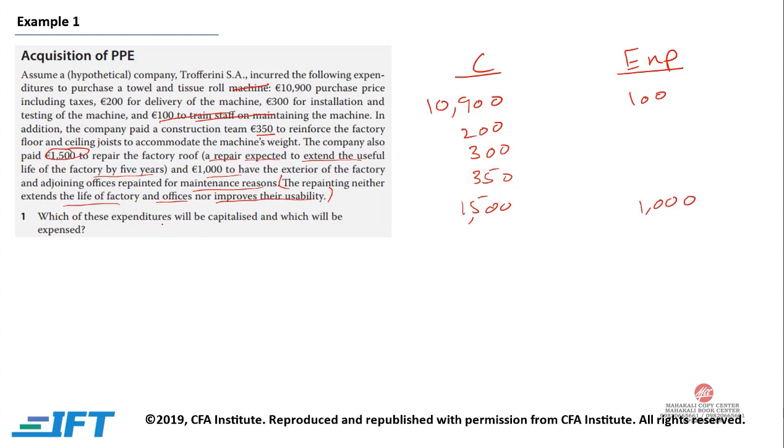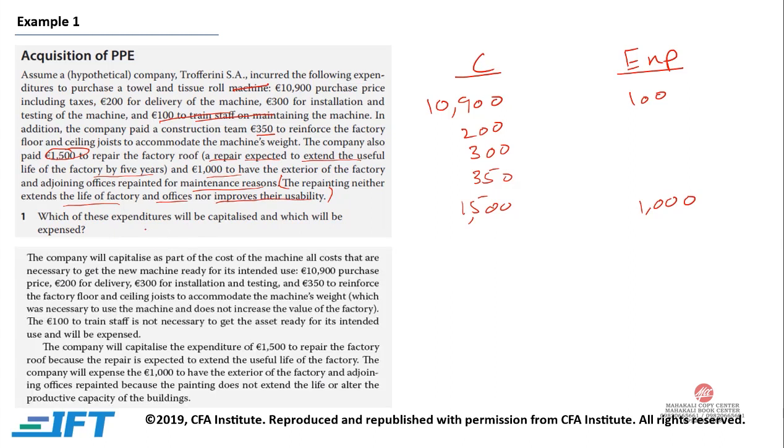Now which of these expenditures will be capitalized and which will be expensed? As we have mentioned, the company will capitalize as part of the cost of the machine all costs that are necessary to get the new machinery ready for its intended use. Hence 10,900, 200 for delivery, 300 for installation and 350 for reinforcement of the factory floor. So all these four would be capitalized as far as machinery is concerned, and the 100 to train staff is not necessary to get the asset ready for its intended use and will be expensed.